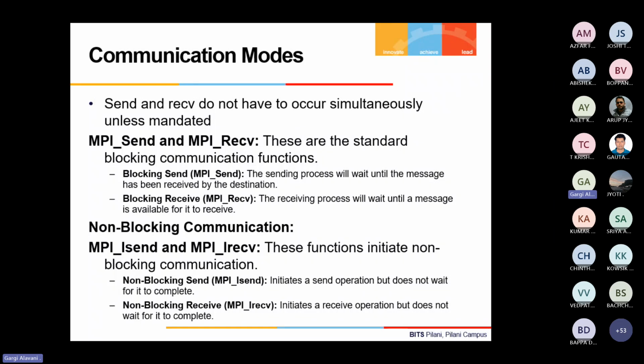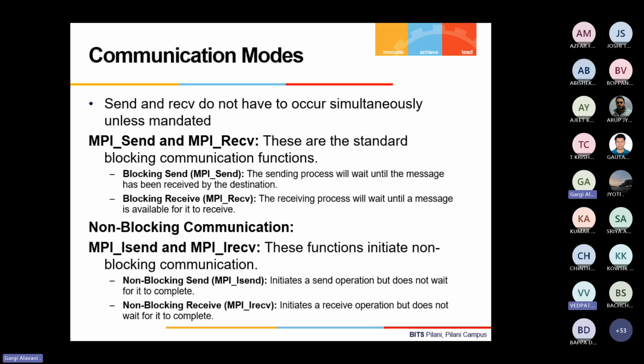MPI send and receive have two types of options: one is blocking and the other is non-blocking. Blocking send is MPI send and MPI receive, whereas non-blocking is MPI send and MPI receive. These are non-blocking communication. So what happens is you initiate a send operation but do not wait for it to complete. Whereas in non-blocking receive, you initiate a receive operation but do not wait for it to complete. You let it happen in the background and you move on and do the other task.